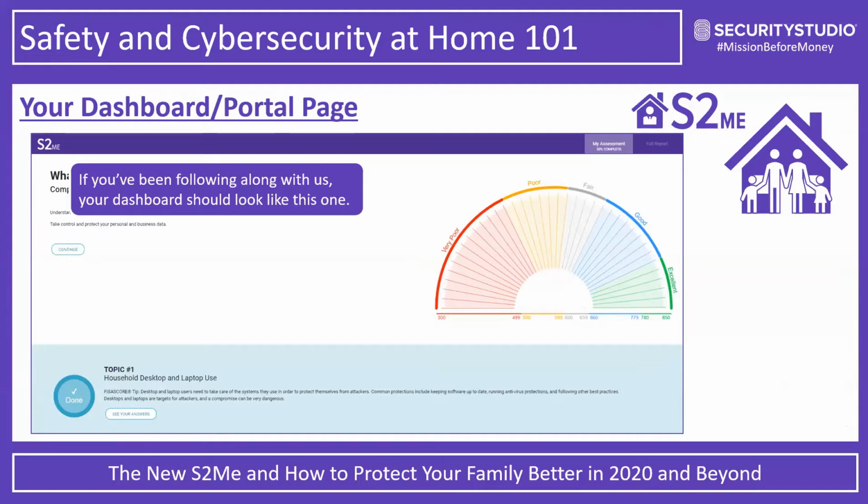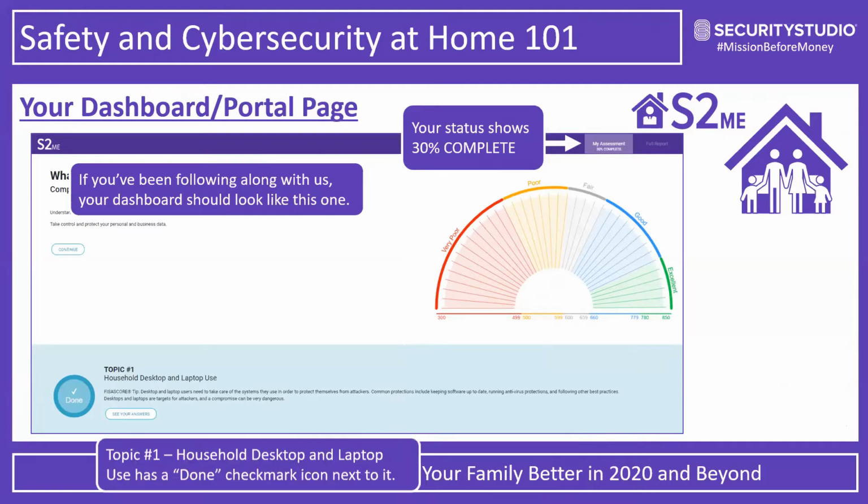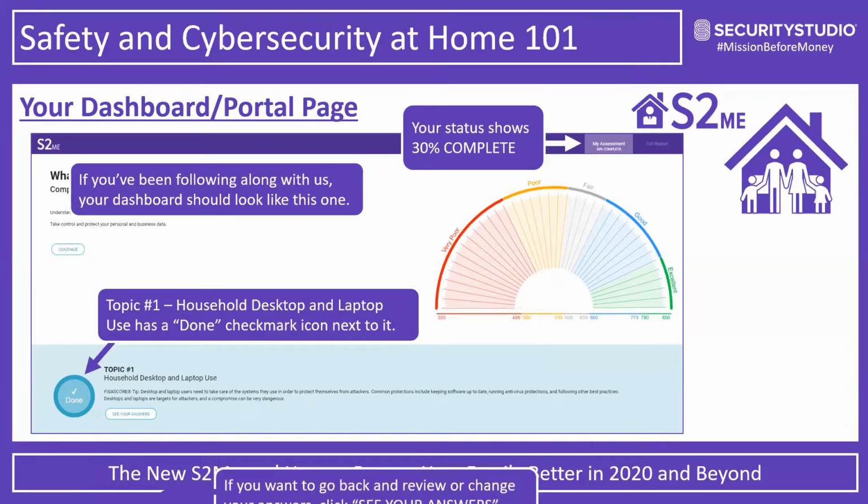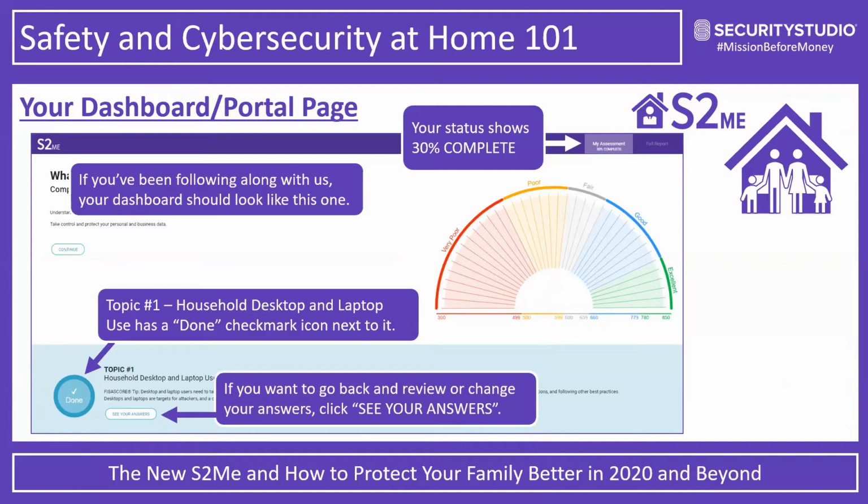And you can see that bottom right or bottom left or top right, I'm sorry. 30% complete, bottom left. You'll see the done with the checkbox. If you don't see that, you still have questions to answer there. And if you want to go back and change things, you can go here. I just click the see your answers.